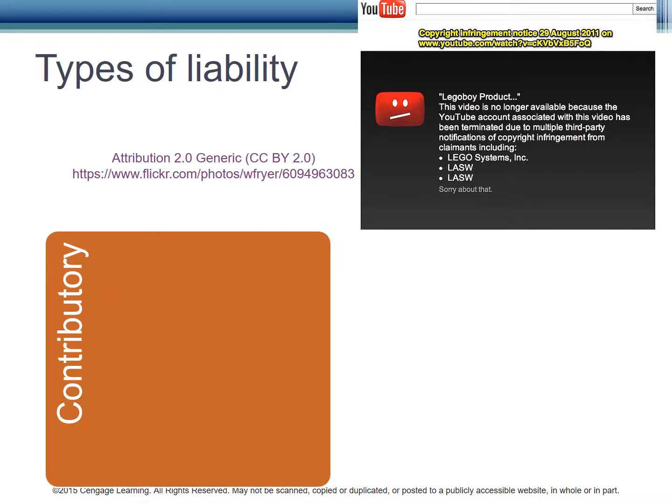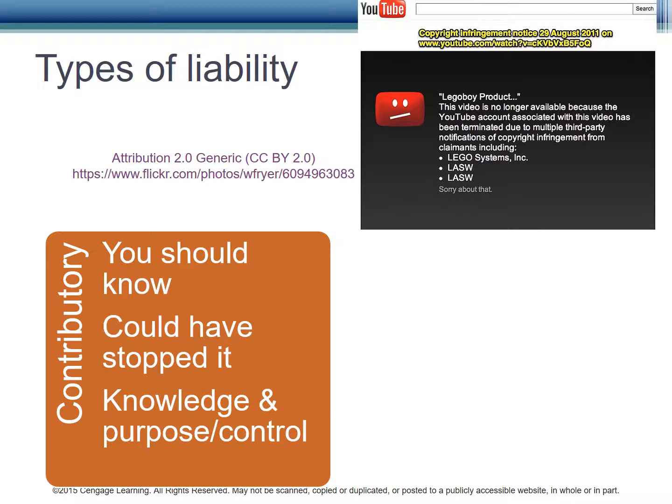With contributory liability, you should know that something is protected. For instance, we all know that we shouldn't download music that doesn't belong to us any more than we should take a candy bar from the store without paying. But how many of us have had a hypothetical friend who has downloaded songs and kept doing it even after it became crystal clear that it was illegal? With contributory liability, you also may have encouraged it or could have stopped it.